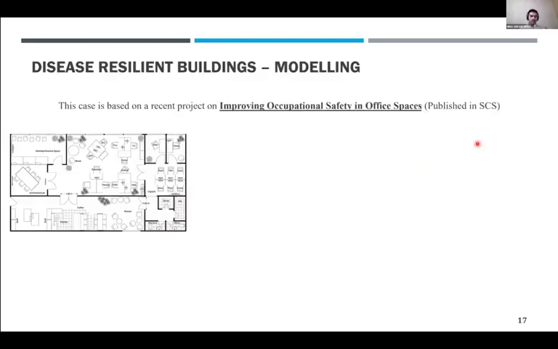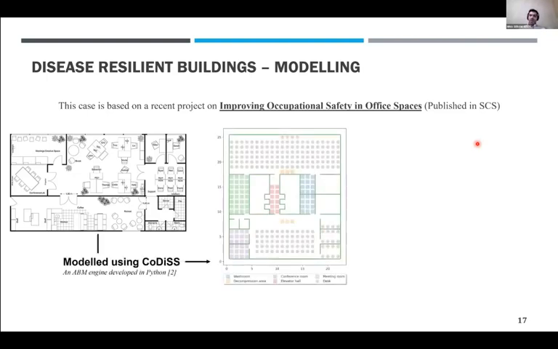What I'm talking about right now is based on my recent publication in Sustainable Cities and Society, under the name of Improving Occupational Safety in Office Spaces. And we got empirical data for an office in South Korea about how the COVID outbreak happened there.